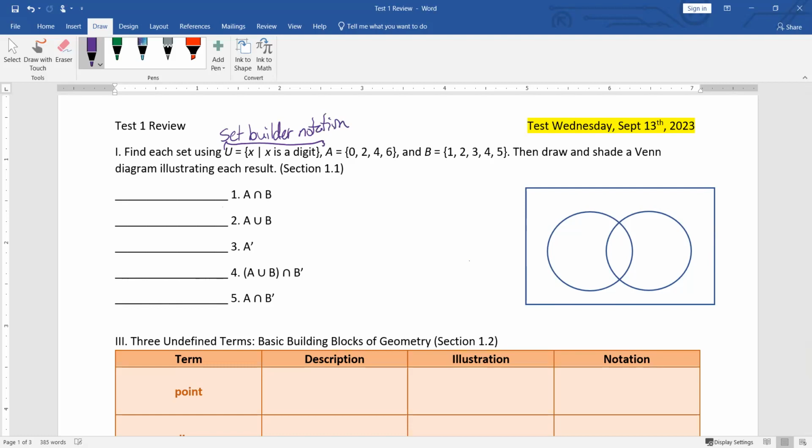My writing is funny because if I put my hand down on it, it freaks out. So I'm just trying here. And then A and B are both written in list notation.